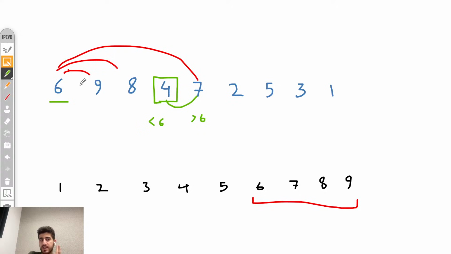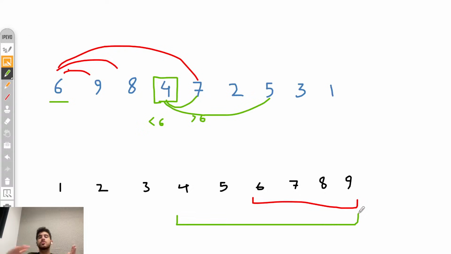Everything that is between 4 and 6 as well. Because 4 is the first number less than 6 that I have seen so far, the numbers between 4 and 6 will be seen later. So 4 will also be connected to this 5. So I can say that this range expands to 4 to 9. If it was 6 to 9 before, now everything from 4 to 9 is connected to each other. And now my X is 4, right?